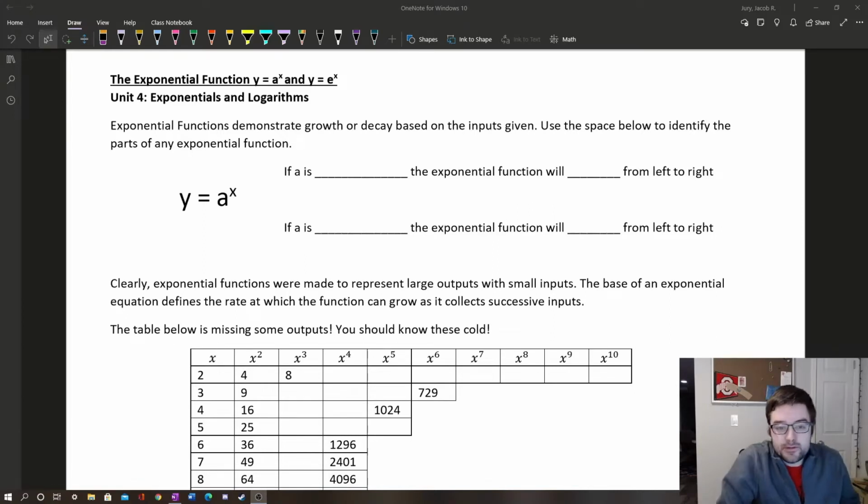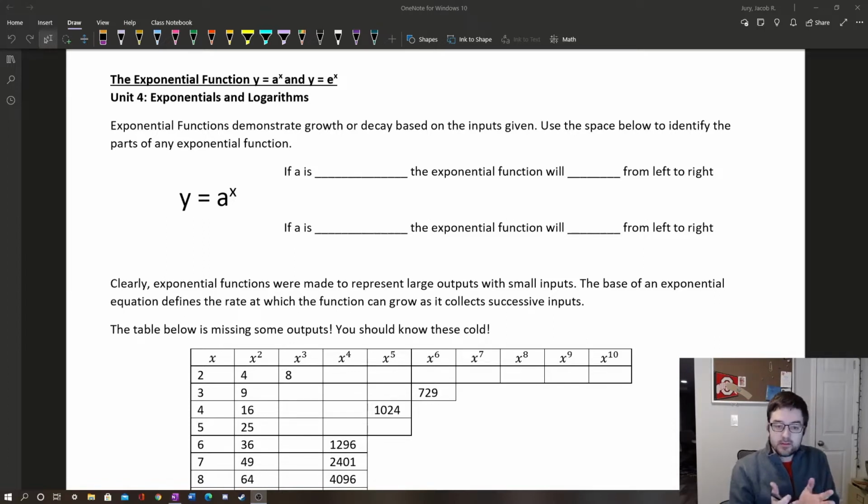Hi, welcome to exponential functions y equals a to the x and y equals e to the x. These are the generic forms of exponential equations that we'll be working with, and the primary goal of this lesson is to familiarize you with the format of how exponential functions work and how to graph them and how to look at them, and introduce this number e to you as well. So we're going to get into this.